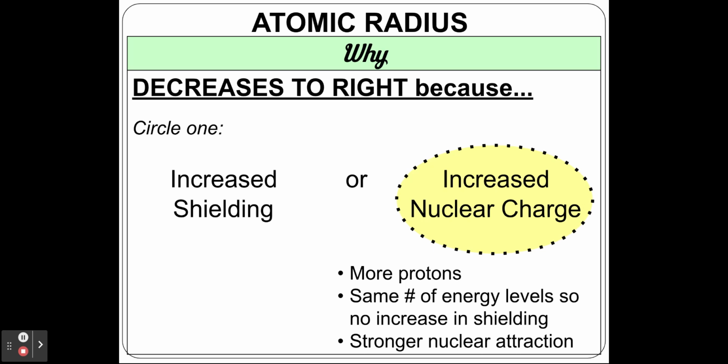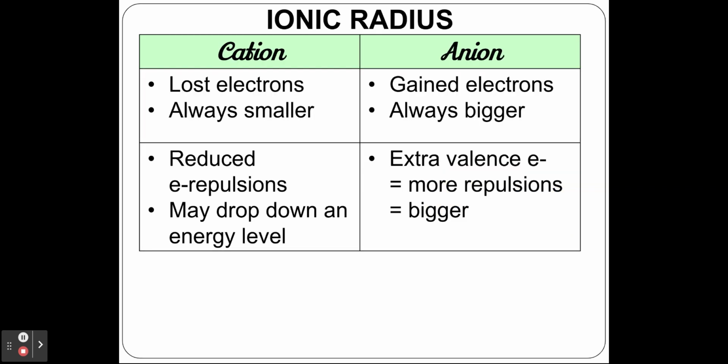So here, why does it decrease to the right? Again, here we're talking about increased nuclear charge. We saw in an earlier video that when you go from left to right, you're increasing the effective nuclear charge. So when we're thinking about Coulomb's law, we're thinking about the size of the charges. The nuclear charges are getting bigger, and so there's a stronger attractive force, and it's going to pull in the electrons more. So they're going to come closer, and the atom's going to be smaller.